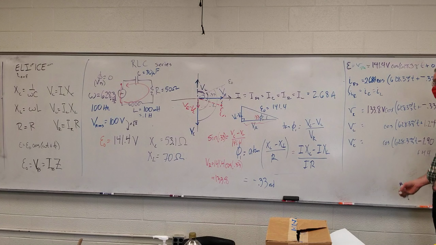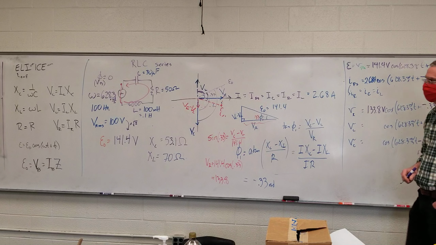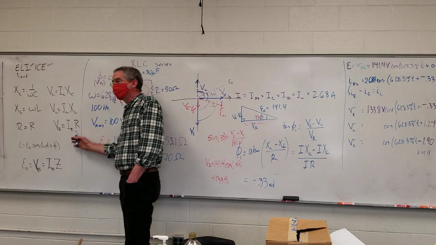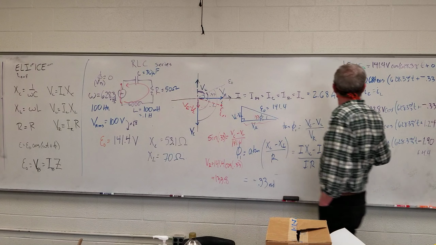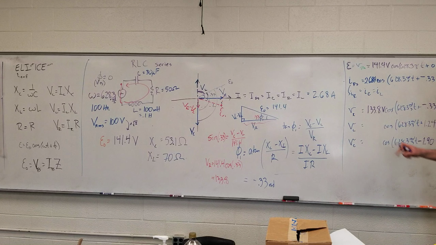We could have also done it a little bit more simply. I know it's my maximum current times the resistance. So I could have also just done 2.68 times 50.